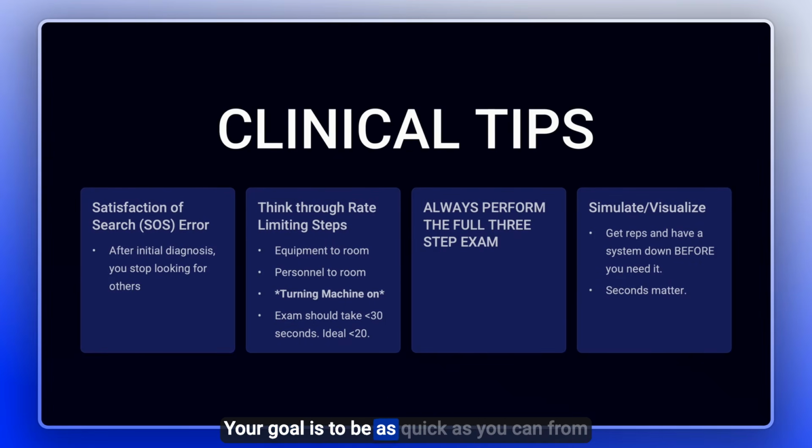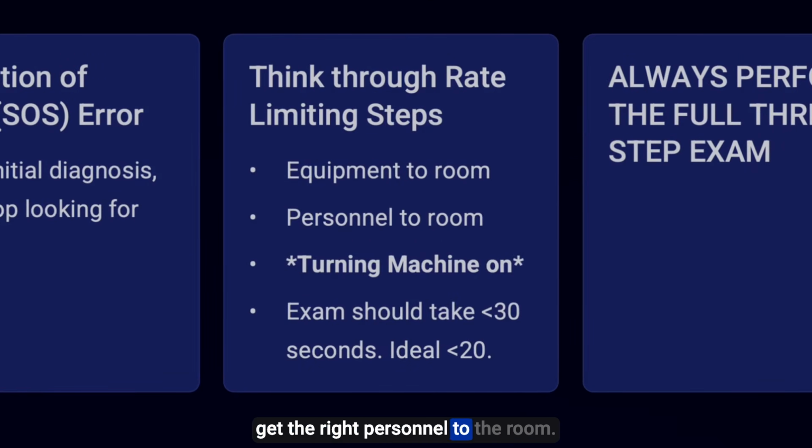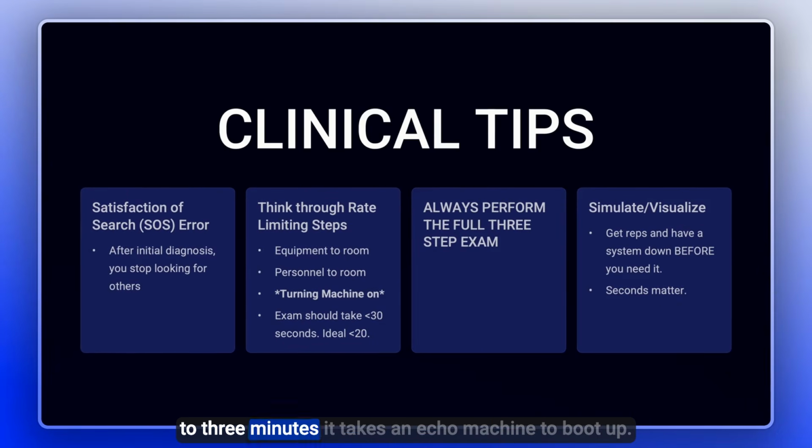The next tip I'll offer is thinking through your rate-limiting steps. Your goal is to be as quick as you can from decision to perform echo to landing on a diagnosis. So you need to think through what the steps are that can get you your answer as quickly as possible. Get your equipment to the room, get the right personnel to the room. This is one people don't think about a lot, but make sure the machine power on button is hit as soon as possible, whether it's you turning it on or someone who's calling you to come to the room for echo turns it on, because oftentimes the rate limiting step is the 2 to 3 minutes it takes an echo machine to boot up. So you don't want to be sitting there during an emergency waiting on a technical issue when it could be avoided.